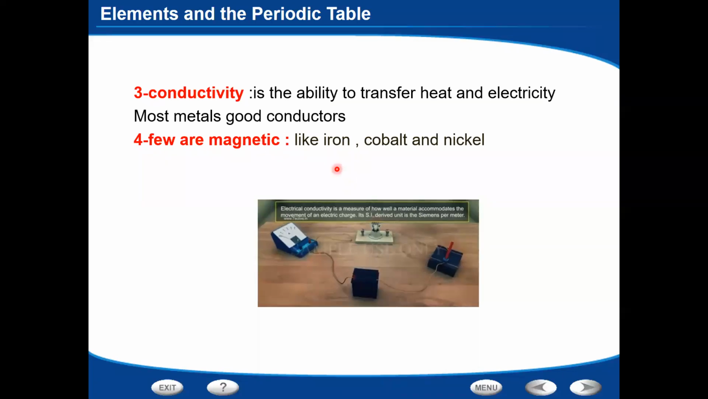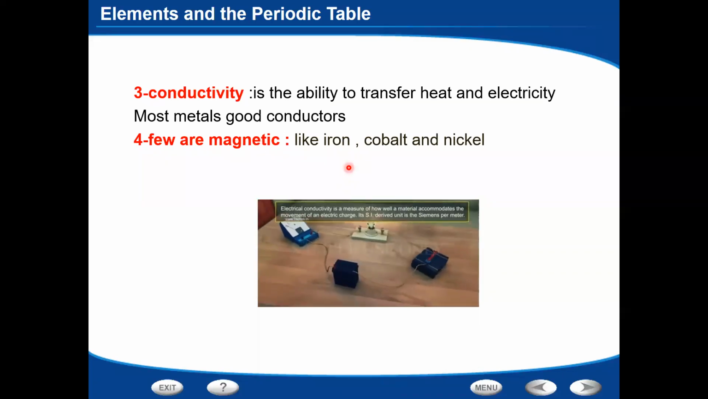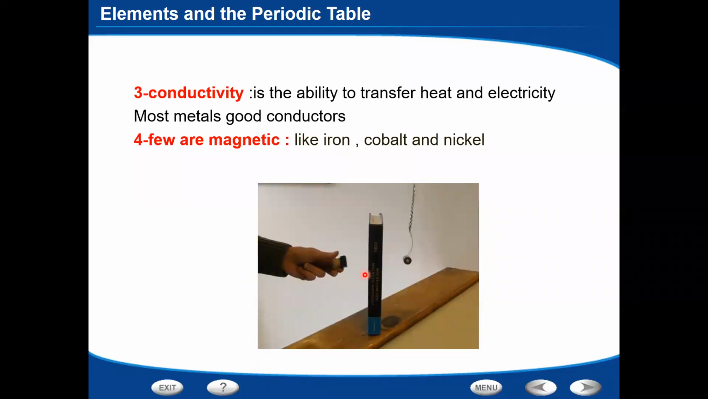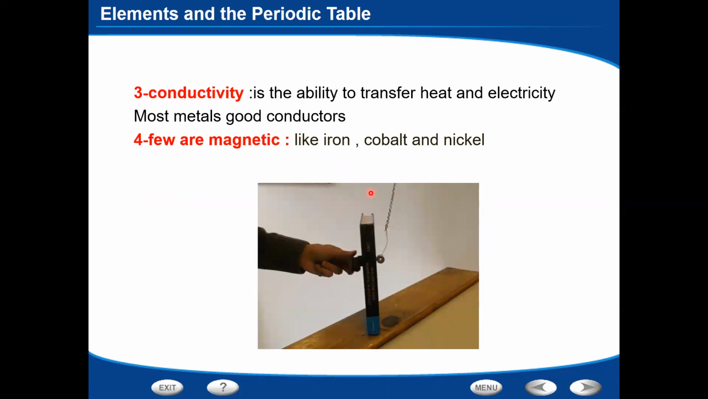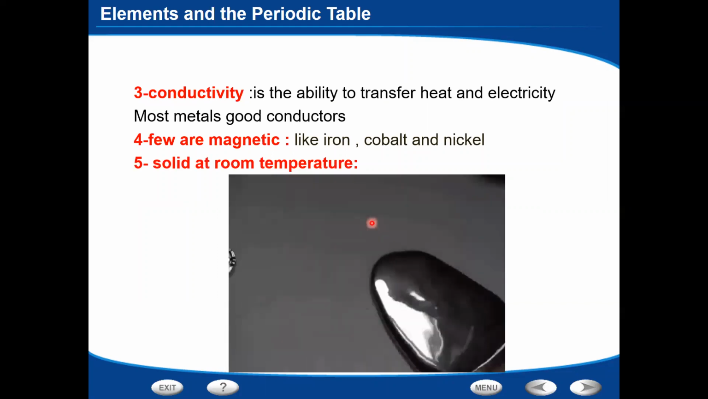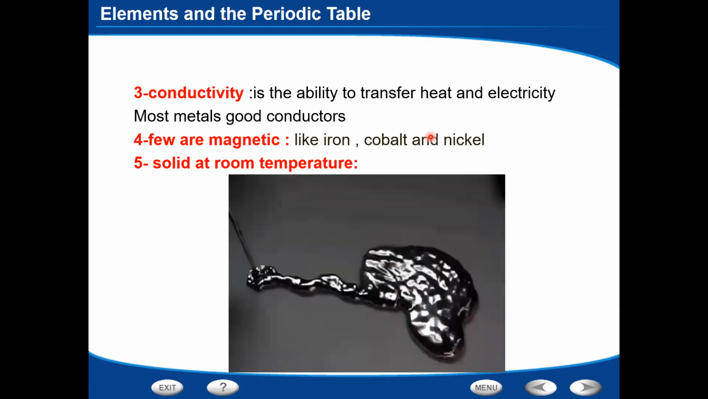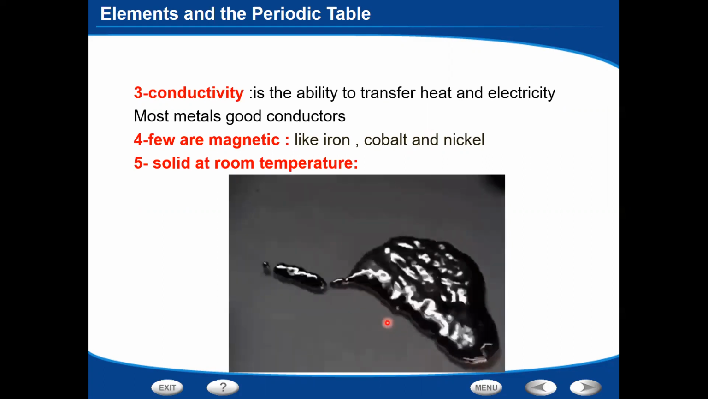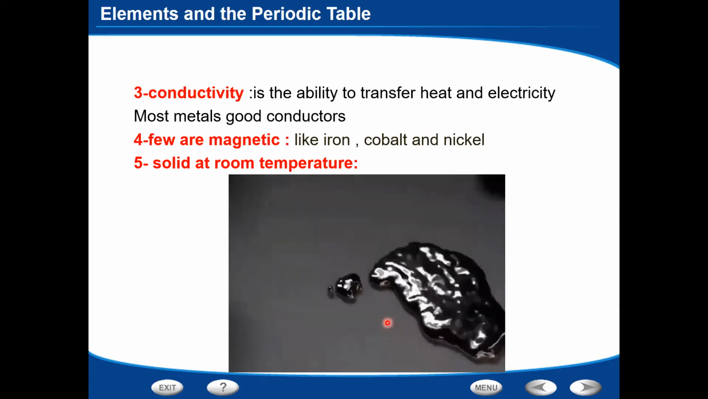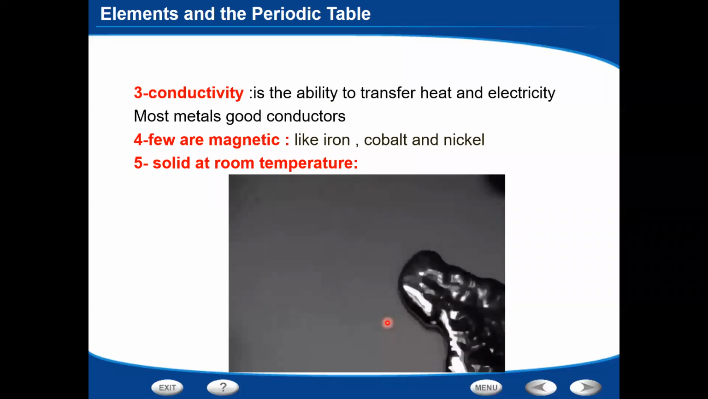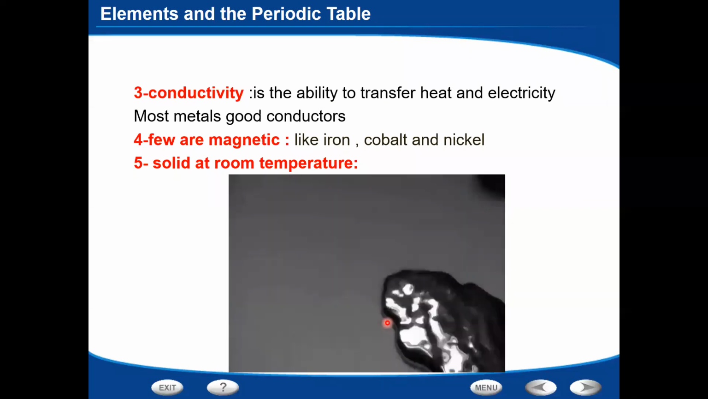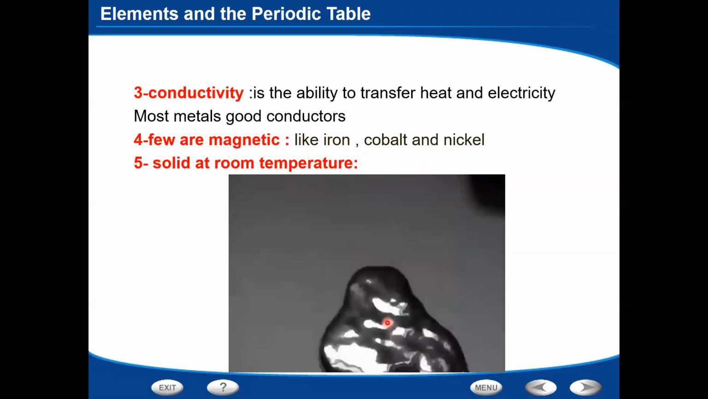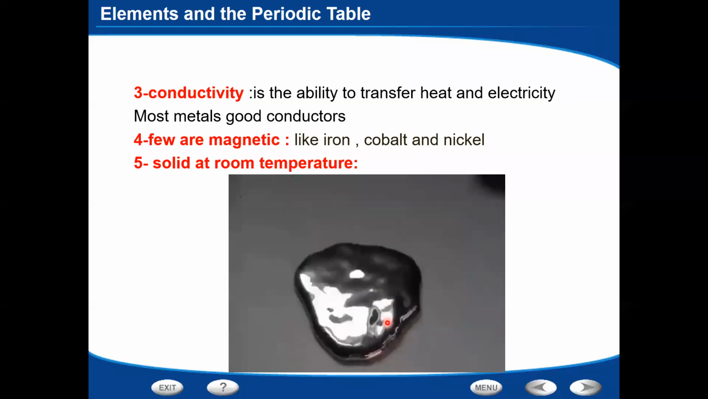Magnetic, what's the meaning of magnetic? Can make magnets or attracted to a magnet, like here. Use a magnet to attract metals. Solid at room temperature, most of them, except for mercury, which is liquid at room temperature. So what are the main properties of metals? Malleable, ductile, good conductors for heat and electricity, magnetic, solid at room temperature except for mercury.